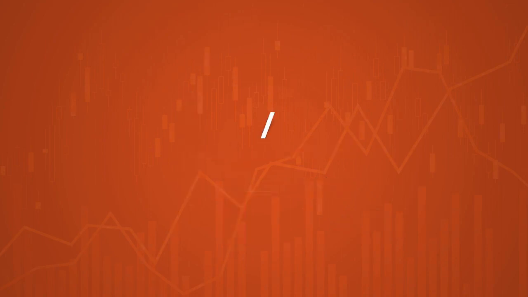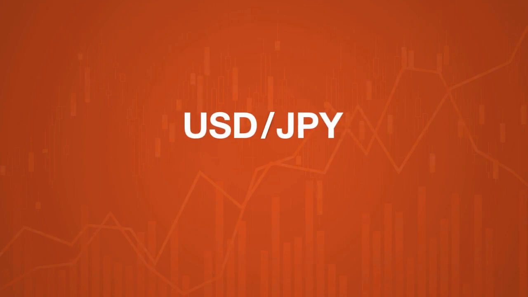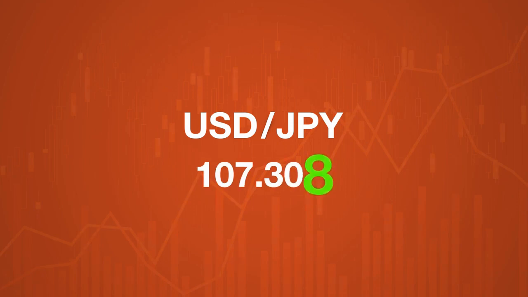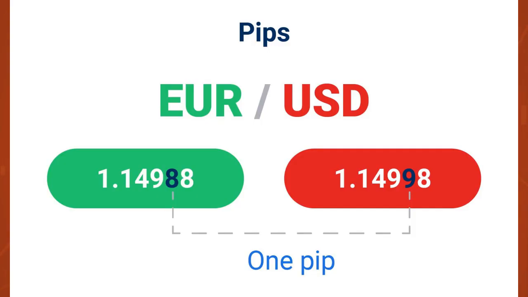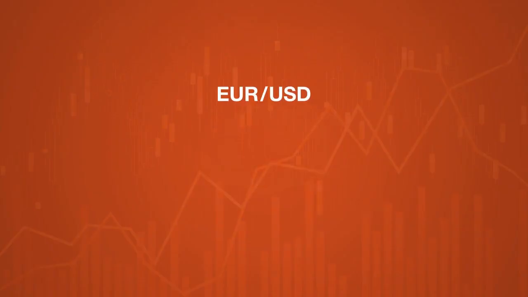If the price quote is indicated by 3 decimal digits, for example, in the case of the yen, then the pip will be considered as a change of the 3rd decimal digit. Consider USD-JPY pair with the price of 107.308. 8 is pip.